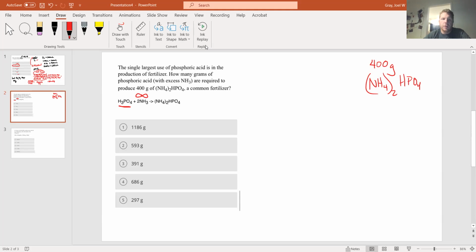So what we need to do with this is see the molar relationship between H3PO4 and our product. I only look at those two because we've been told there's an infinite amount, or excess, of this. So we don't care about the NH3. All that we care about is the H3PO4. Now what we're going to do is start and work backwards.